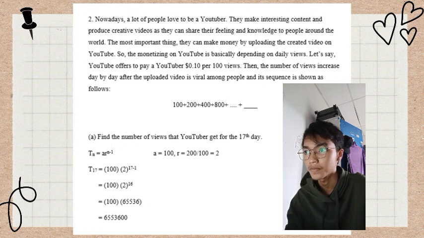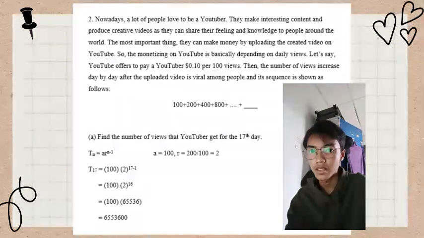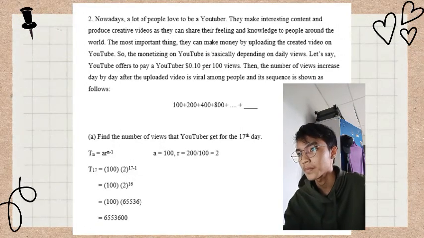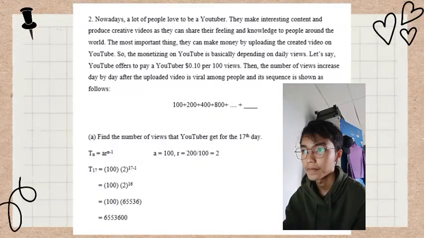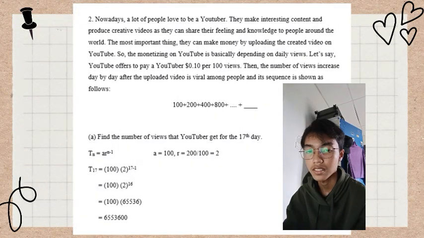So to understand the sequence, we need to understand how it works first. So we know that a equal to 100 because a is the first term. So 100 is the first term. The second term is actually 100 multiplied by 2. So 100 multiplied by 2 is 200. 200 multiplied by 2, we got 400, and so on. That's how the sequence goes.